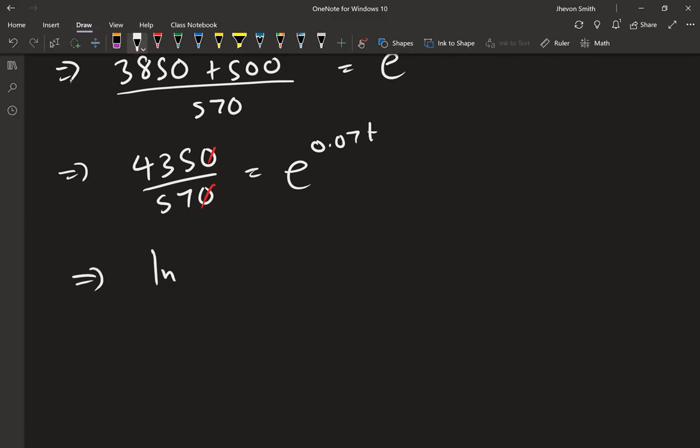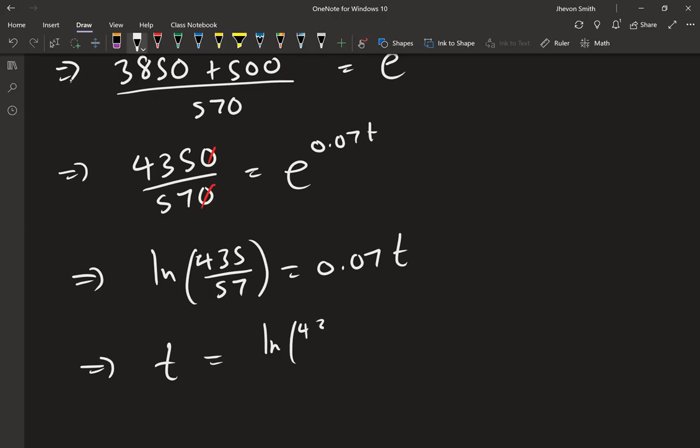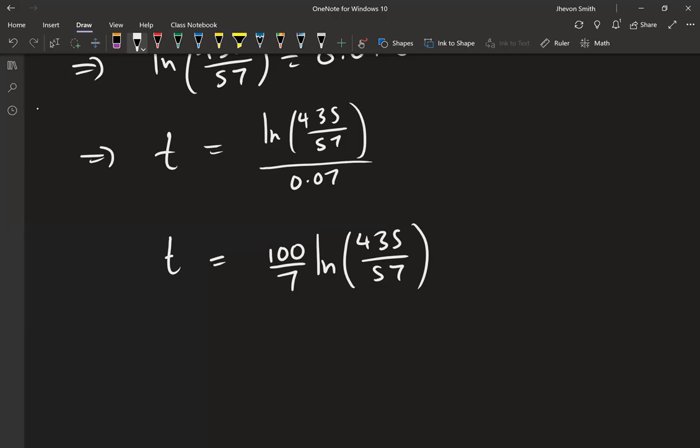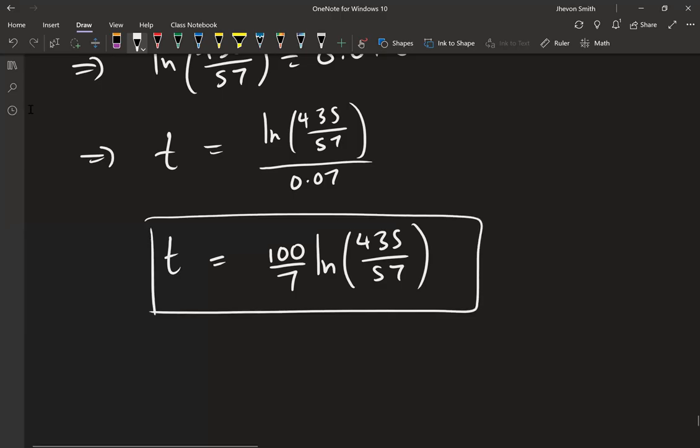So now you just ln this. 4350 over 57 equals 0.07t. And so your t is going to be equal to ln of 4350 over 57 divided by 0.07. Or you can write it as ln 100 over 7 ln of 435 over 57. And that's your answer.